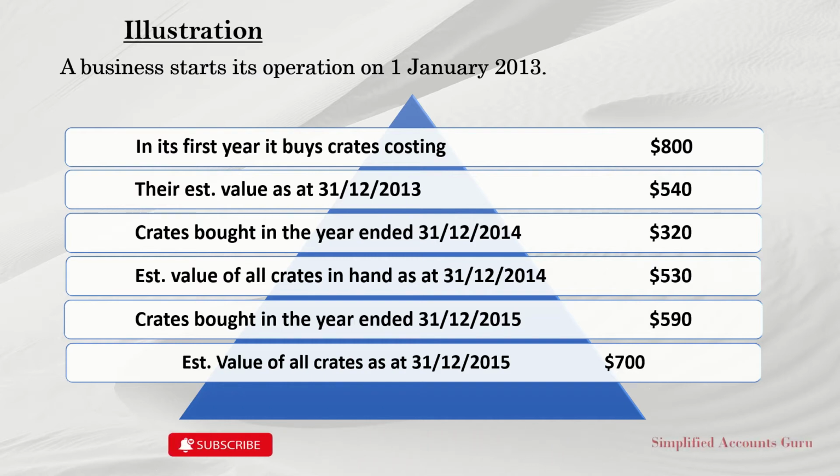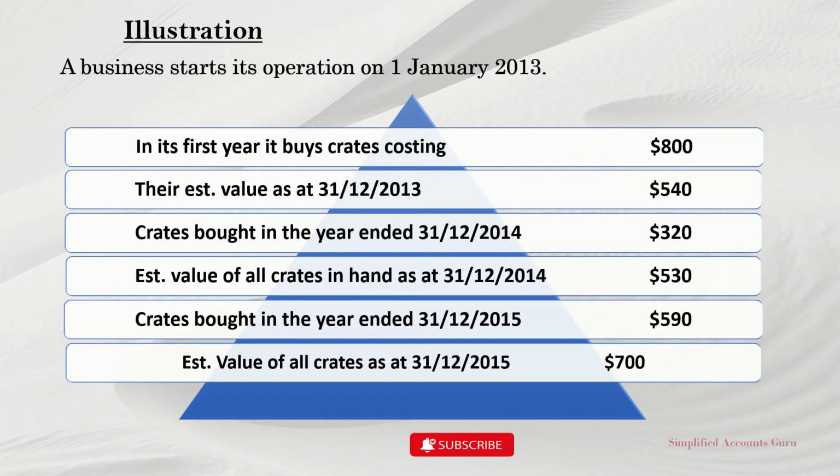So for us to be able to know the depreciation expense that has been incurred by the business relating to the cost of crates, this is how we are going to go about it. Let me first of all take you through what we have. Number one, in its first year, it buys crates costing $800. Their estimated value as at 31st December 2013. That is, as at the end of that financial period. Remember, the business started on 1st January 2013.